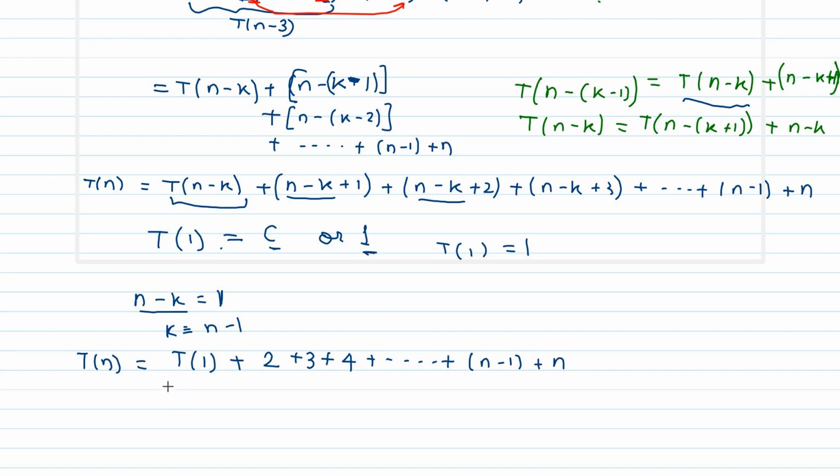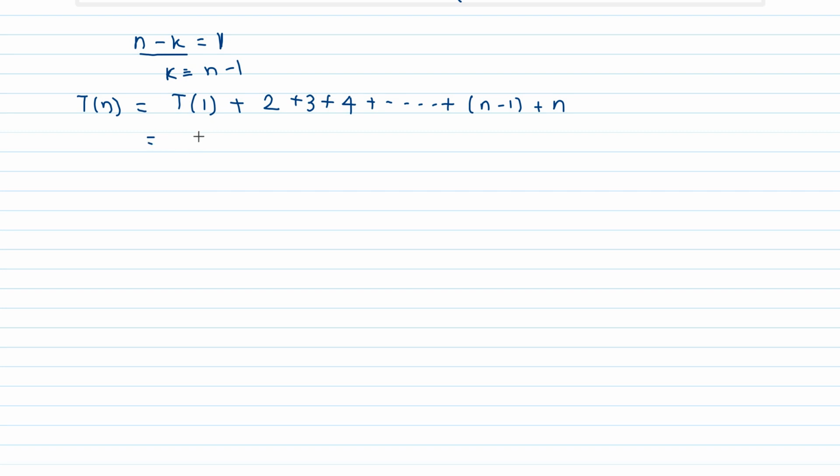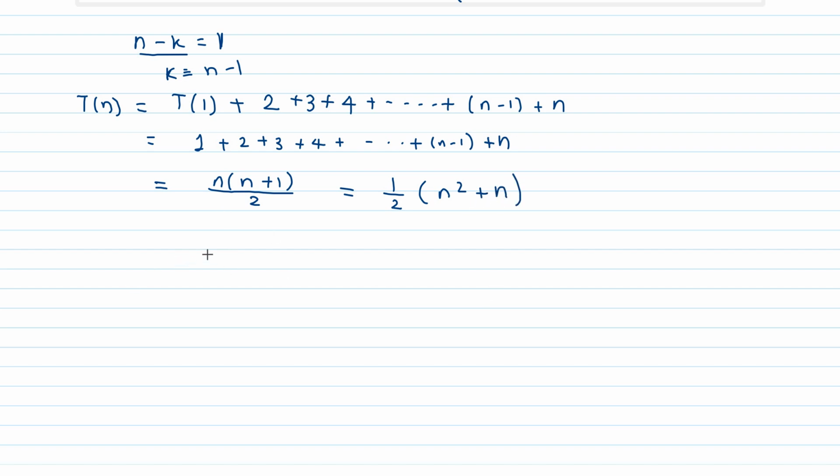Now I choose t of 1 equal to 1, so that I will get 1, 2, 3, 4, so on till n minus 1 plus n. So this series is the sum of first n natural numbers. So what is the answer for the sum of first n natural numbers? N into n plus 1 divided by 2, or I can also write 1 by 2 into n square plus n. So by looking at this, the complexity will be big O of n square. So for this problem we got big O of n square as our complexity.